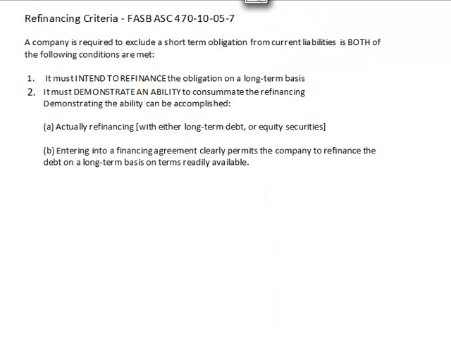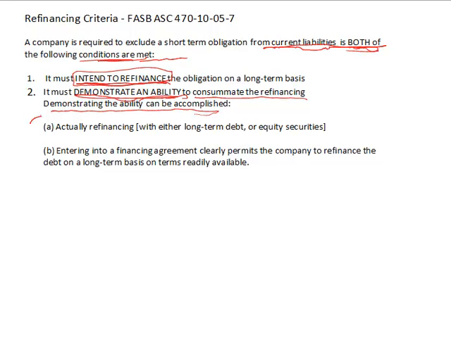To understand that, we have to go to the rules we learned about the FASB. What FASB says is that if a company meets both of the following conditions, then they'll do something different from what we just described. First off, it has to intend to refinance the obligation. They did that. The $1.2 million, they intended to refinance some of it with equity securities. And then secondly, they also have to have an ability to consummate the refinancing. In other words, they can't just say, yeah, I'm going to do it, and then not have the ability to do it.